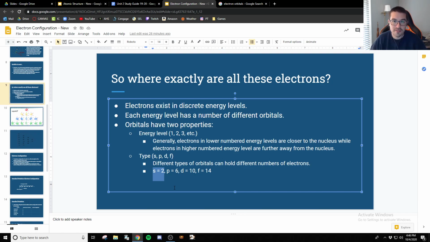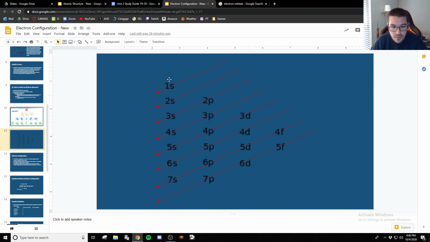Think of it as like a basket, right? And you can't fit any more than 2 electrons inside of an s orbital. If you try to put a third one in there, you can't. There's no room. Okay, same thing with p orbitals. They can hold 6, d orbitals can hold 10, f orbitals can hold 14. Okay, and if we look at this diagram again, they're sort of arranged in this column structure here, right? So all of these guys can hold 2 electrons each. These can hold 6 electrons each. These can hold 10 each, and these can hold 14 each.